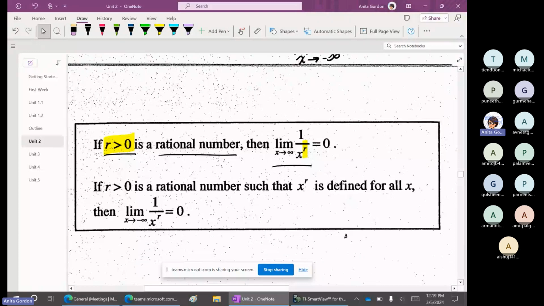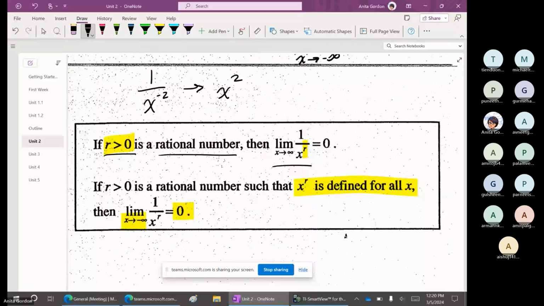If r, a rational number, is such that x to the power r is defined for all x's, so it's in the domain, then going to the left will also give you a limit of 0. Yes, sir. No, because, great question. If I have x to the power of negative 2, this actually flips the function to make it positive. So this would be a parabola. So it has to be a positive number.